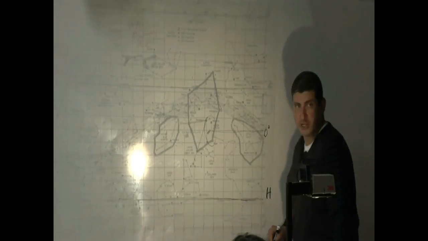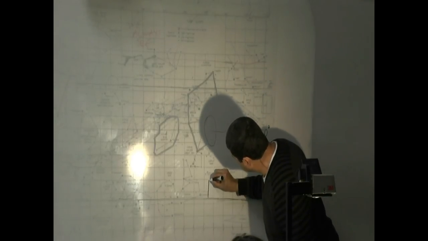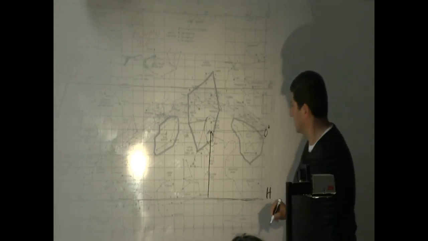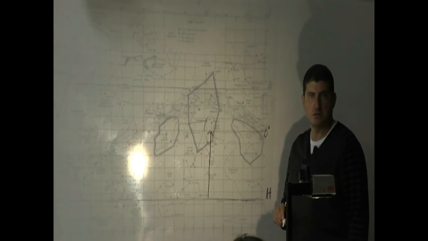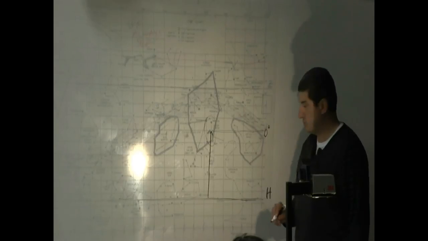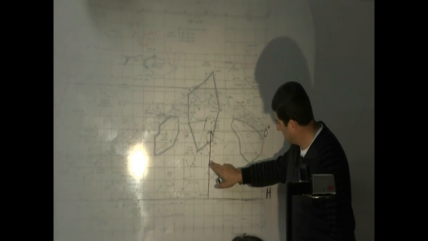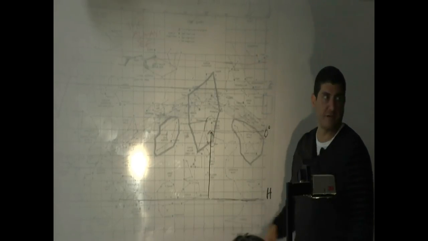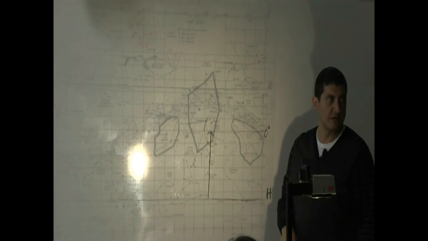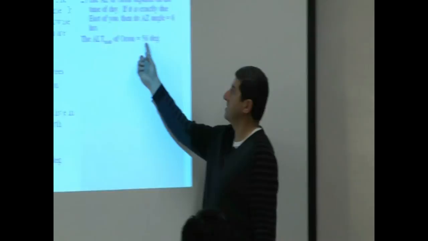So the question to ask is how many degrees above my horizon line will Orion ever get? That will give you the maximum altitude. So 10 degrees, 20, 30, 40, 50, 55, or 56. Okay? That's it, 56 degrees.